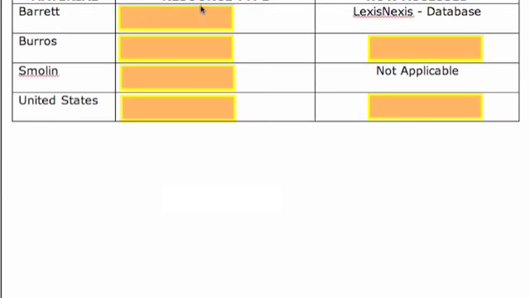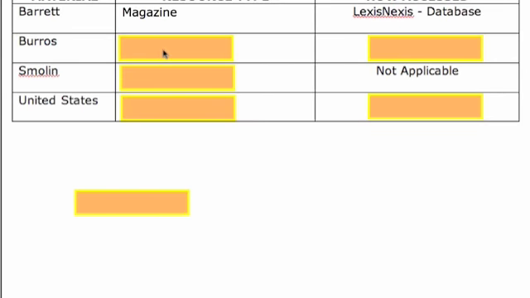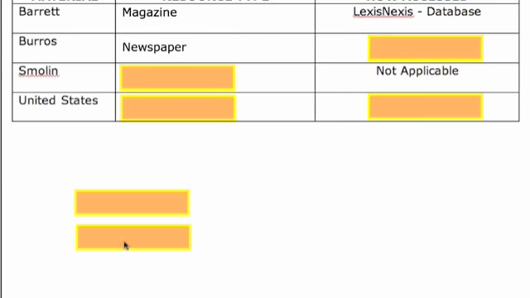Now, we had you look at citations within an annotated bibliography, and you needed to determine what kind of resource they came from. The Barrett article comes from a magazine. How do we know that? Let's look at the Barrett article, and what is the resource? It's Newsweek. That's a magazine. Burroughs' article comes from a newspaper. And how do we know? It's right here. The New York Times. You get the idea? All right.